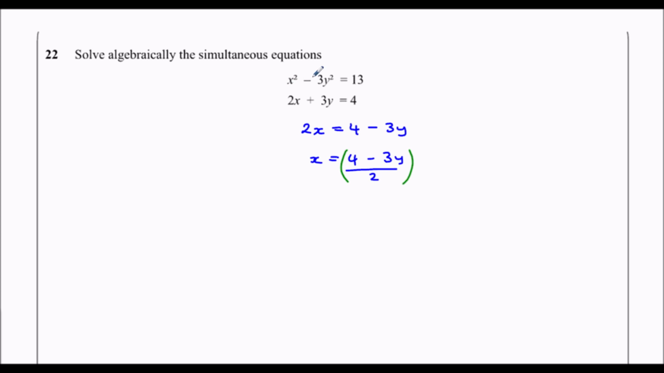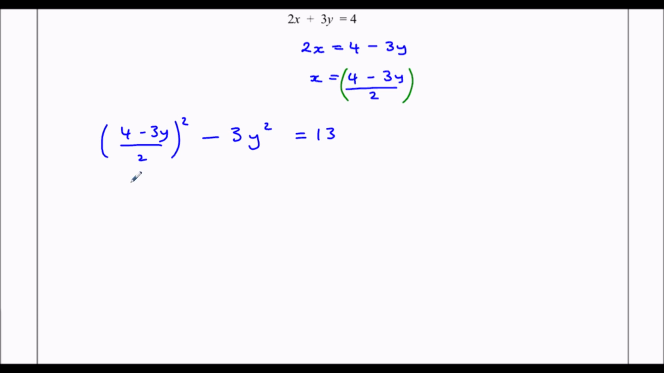So instead of x squared, I'm changing x into this, so it's 4 minus 3y over 2 squared minus 3y squared equals 13. So now it's all in terms of y. There's no x's left, I've substituted in for them. So I've just got y's, and now I'm going to solve this. I'm going to expand these brackets first. So I've got 4 minus 3y over 2 times 4 minus 3y over 2 minus 3y squared equals 13.